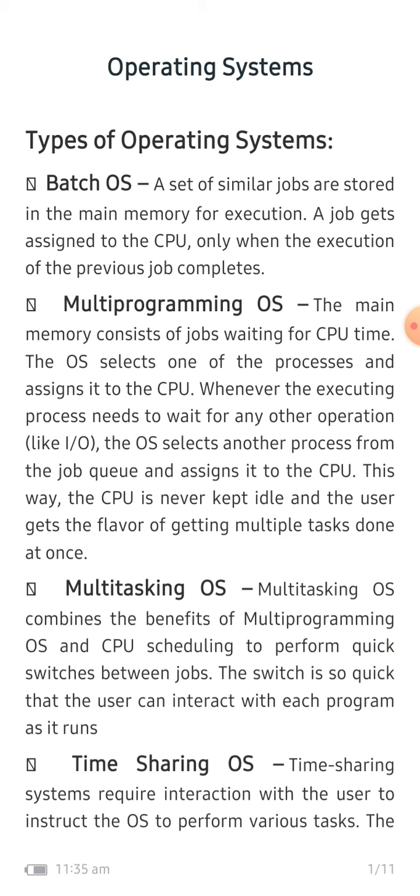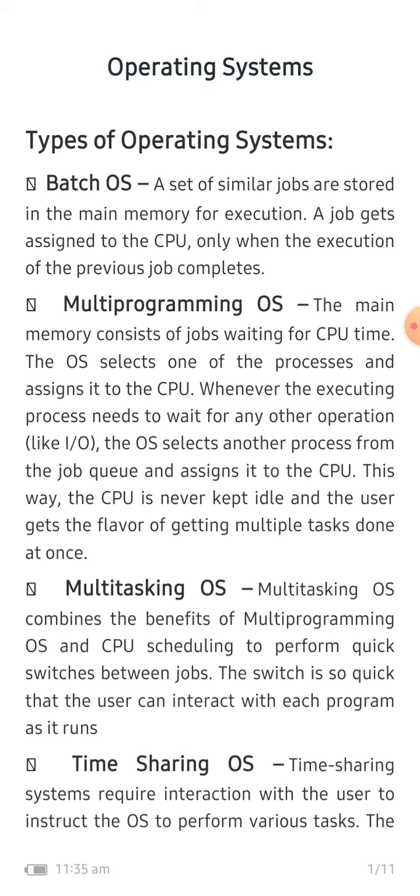A batch operating system is a set of similar jobs stored in the main memory for execution. A job gets assigned to the CPU only when the execution of the previous job completes. When the execution of the previous job completes, then the next job gets assigned to the CPU.